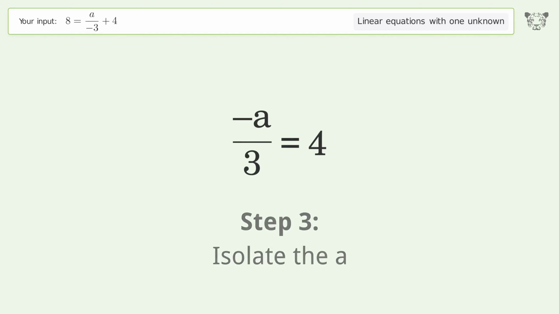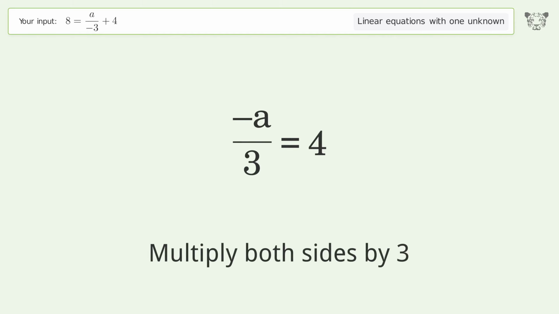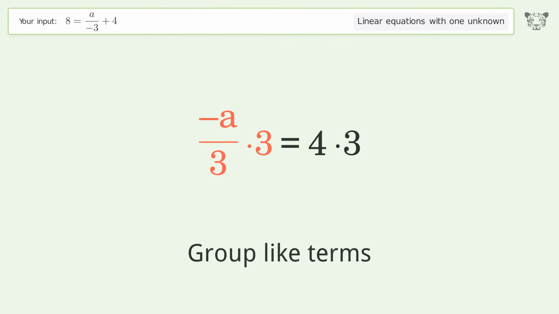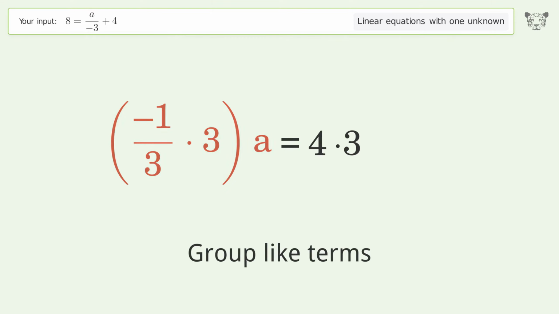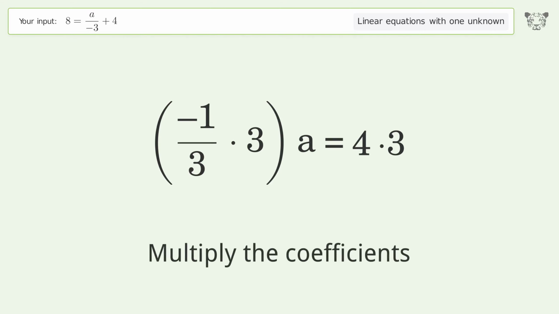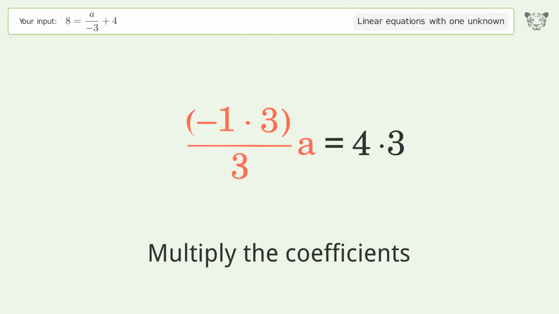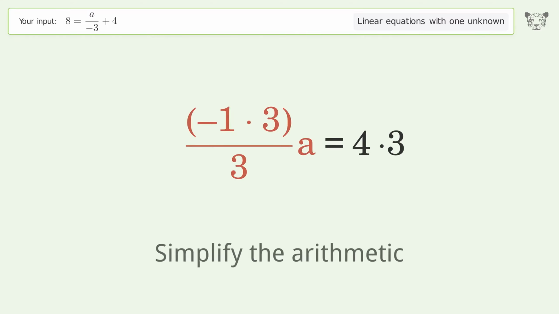Isolate the a. Multiply both sides by 3. Group like terms. Multiply the coefficients. Simplify the arithmetic.